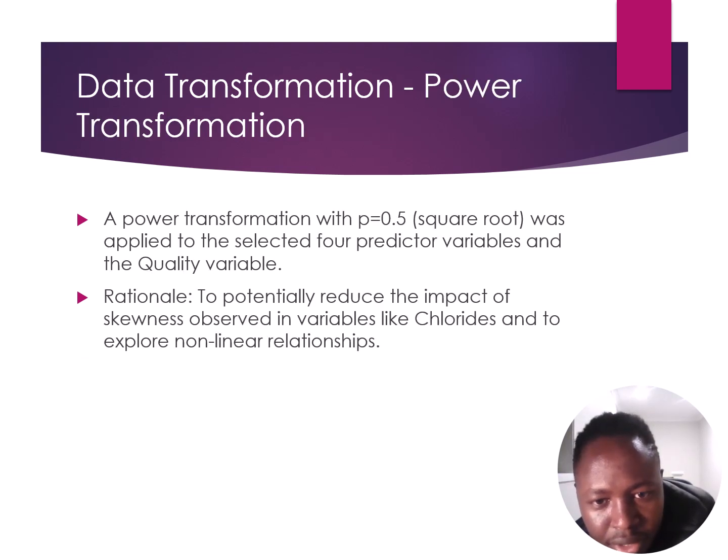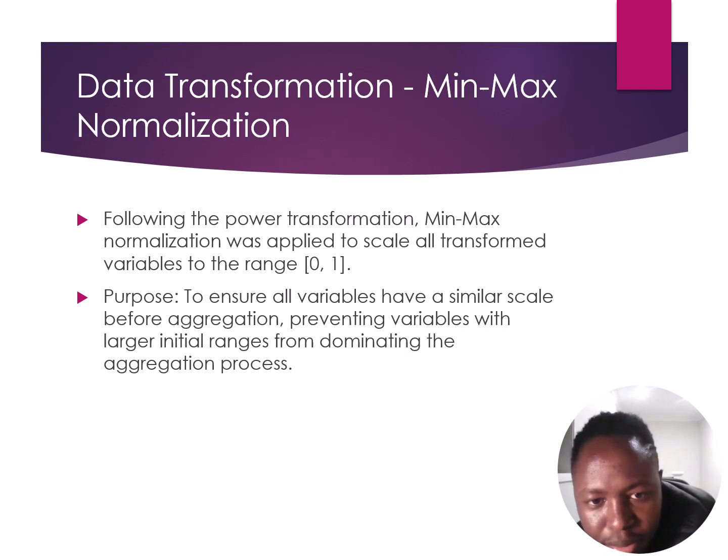So the data transformation, which is a power transformation. A power transformation with p value 0.5, the square root, was applied to the selected four predictor variables and the quality variable. The rationale was to potentially reduce the impact of skewness observed in variables like chlorides and to explore the nonlinear relationships.